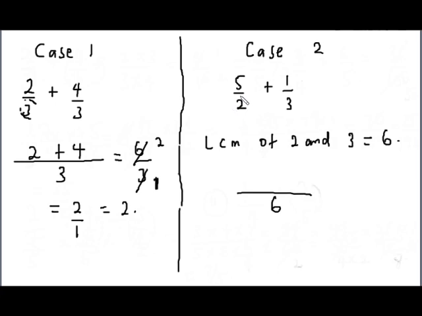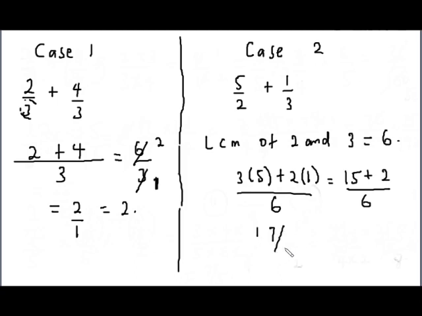So 6 divided by 2, we know that is 3. Okay, so 3 times 5, that's the numerator of this fraction. So 3 times 5 plus 6 divided by 3 is 2, and we know that 2 times 1. So this is ultimately equal to 3 times 5 is 15, plus 2 times 1 is 2, divided by 6. Okay, so this equals 15 plus 2 is 17 over 6.